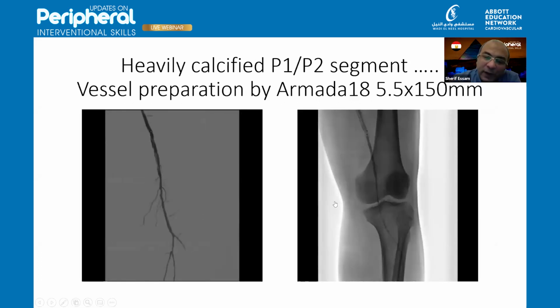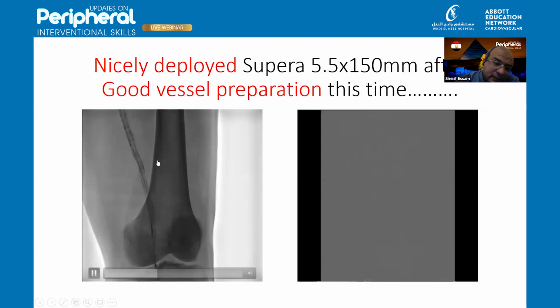And after that, we went further down to the popliteal artery segment. When we went to the popliteal artery segment, this time we insisted on a very good vessel preparation, making sure that the balloon is fully inflated in here and there is no residual lesion. And after that, after good vessel preparation, this was the third Supera stent to be deployed in here. It's pretty much different than the second one and the first one. Nicely deployed Supera 5.5 by 150 after good vessel preparation this time.